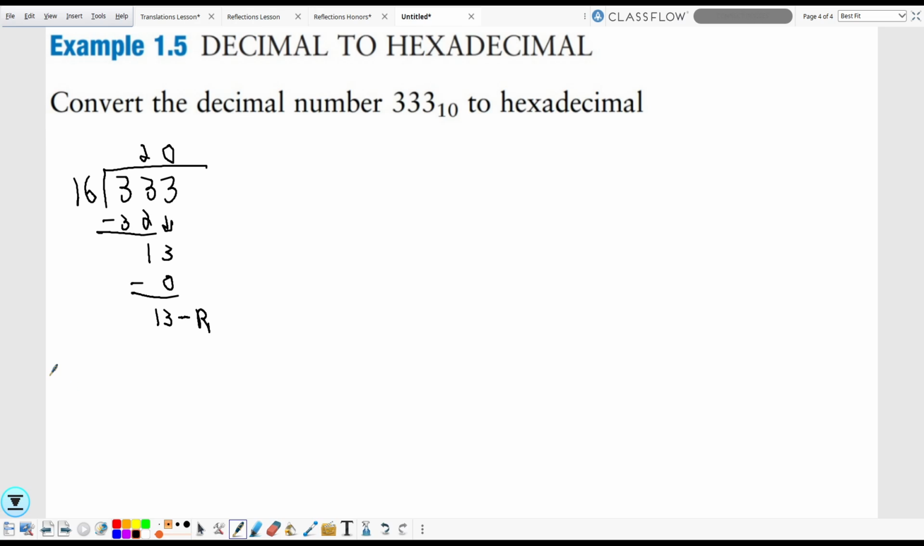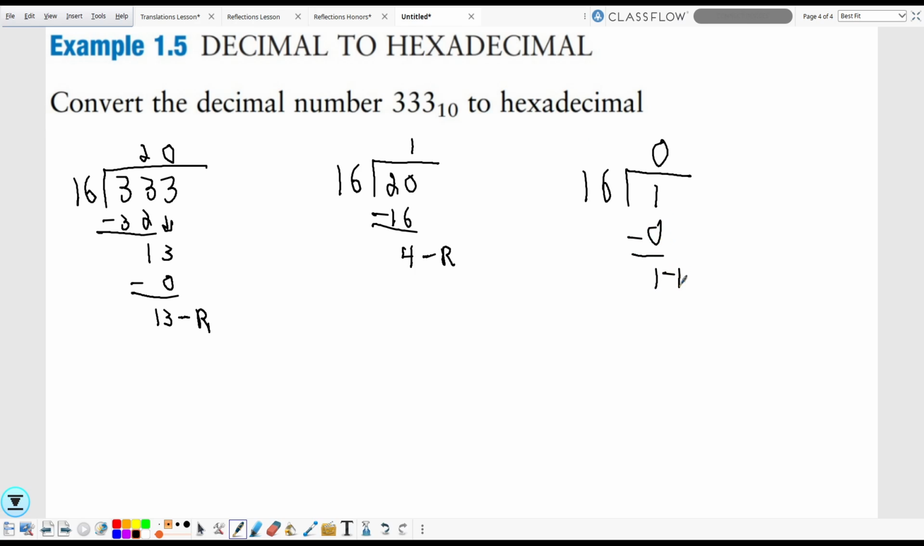From there, we take our quotient of 20 and divide that by 16. Well, 16 goes into 20 once. Subtract. We have a leftover 4 as our remainder. And then, again, take that quotient and divide it by 16. The last quotient was 1, so we divide 1 by 16, which goes in 0 times. And so we have a remainder of 1 left over.